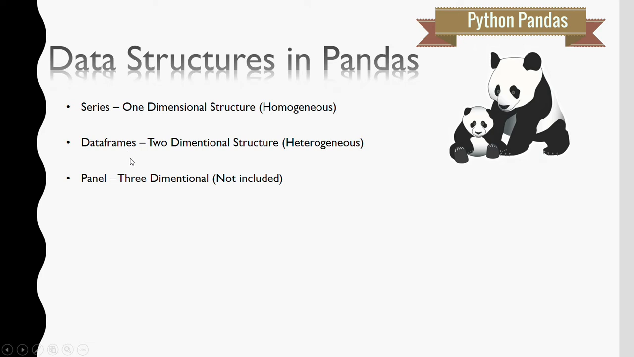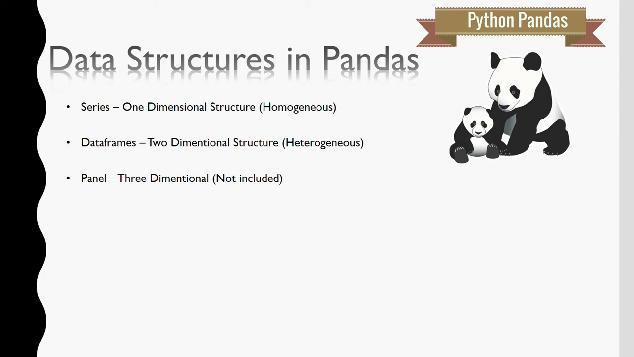Then we have data frames. That is a two-dimensional structure and that is heterogeneous in nature. So we can say that we can store data of different types and that is also mutable. Next one is the panel. Panel is actually not included in your curriculum, so we are just going to have an introduction of the panel. Basically, panel is a three-dimensional way of storing items.